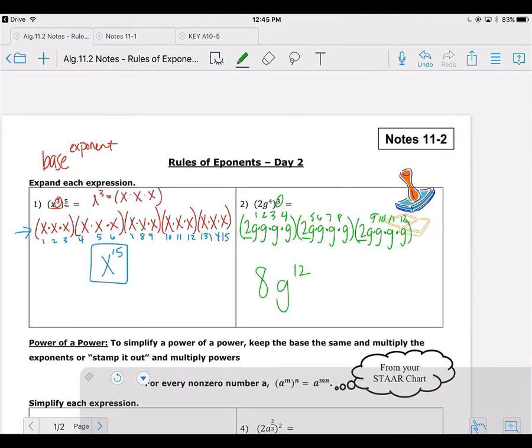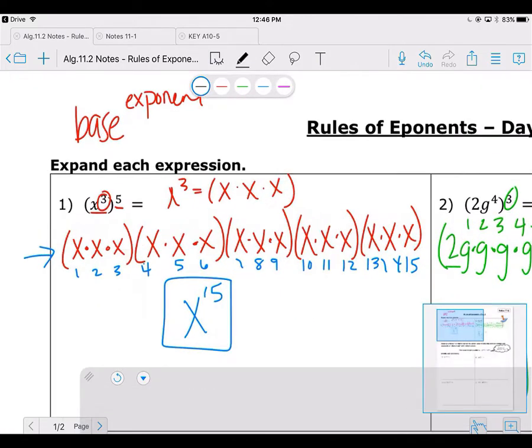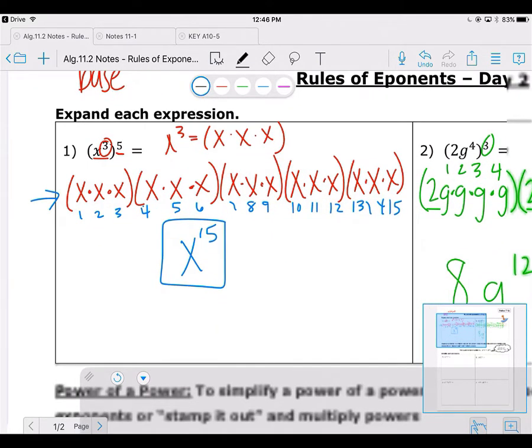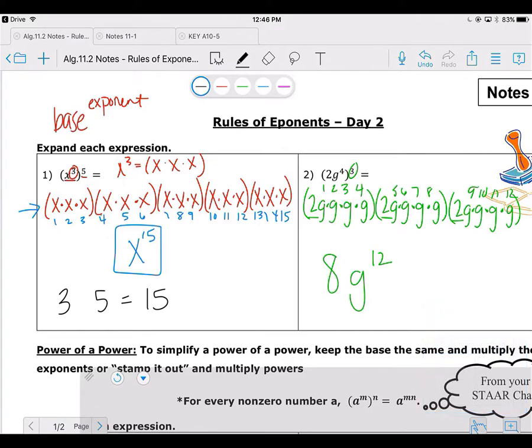Now, I don't know about you, but personally, I don't want to keep writing all of these things out 15 times and 12 times. There's going to be some where you have like a 31 power. I personally am not a fan of writing things repeatedly if I don't have to. So let's see if we can develop a rule. Here, we started with 3 and 5, and we ended up with 15. On 2, we started with 4 and 3, and we ended up with 12. So if you're not seeing it, what we did was we multiplied those exponents to get our total exponents. 3 times 5 is 15. 4 times 3 is 12. So that could be a shortcut for us.